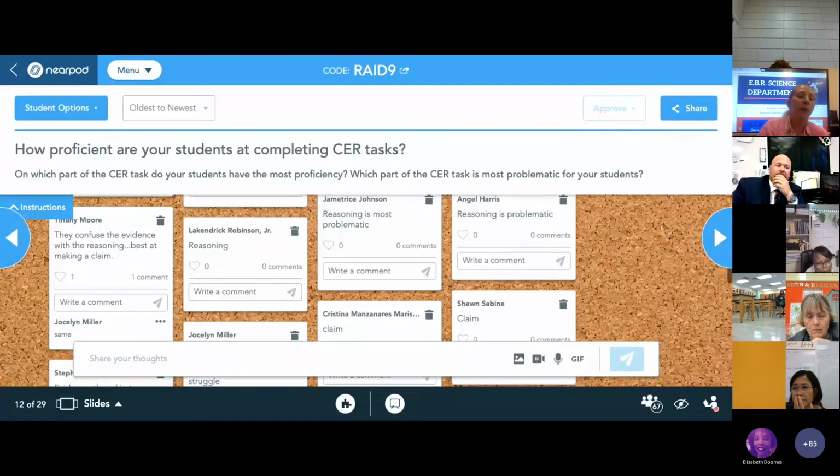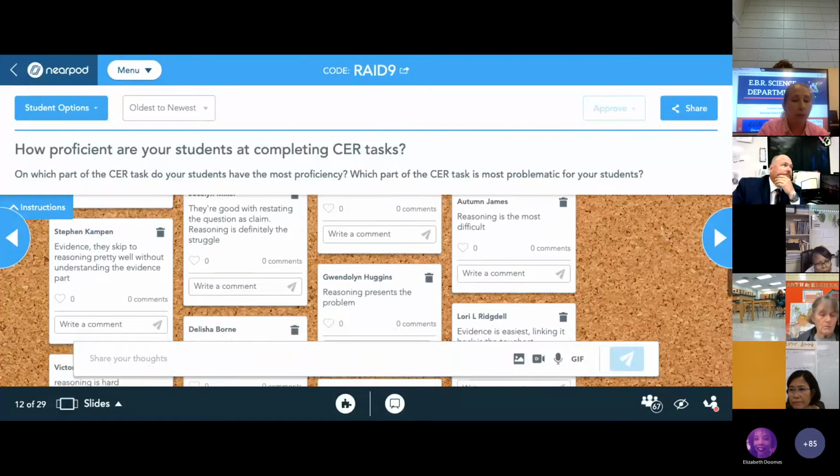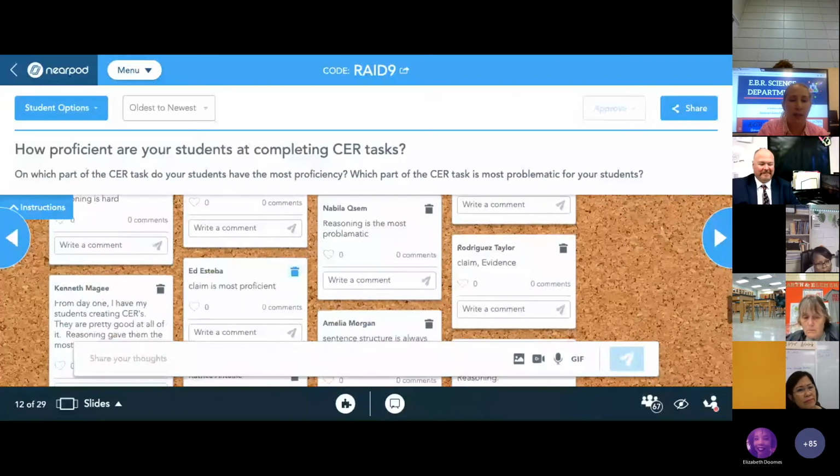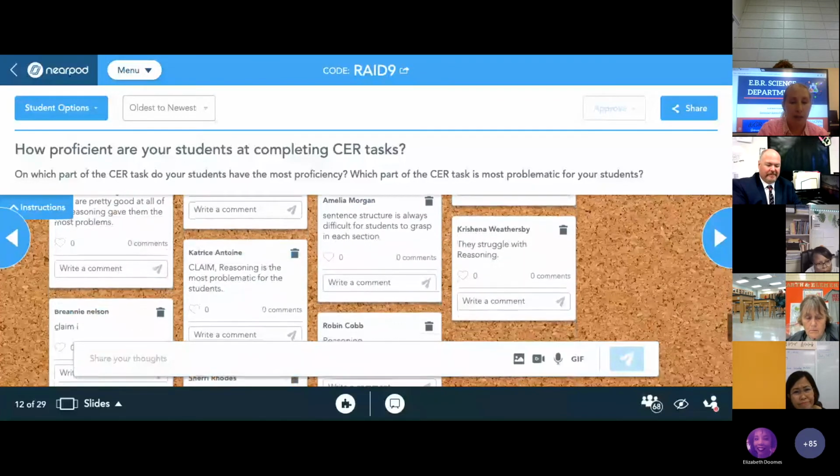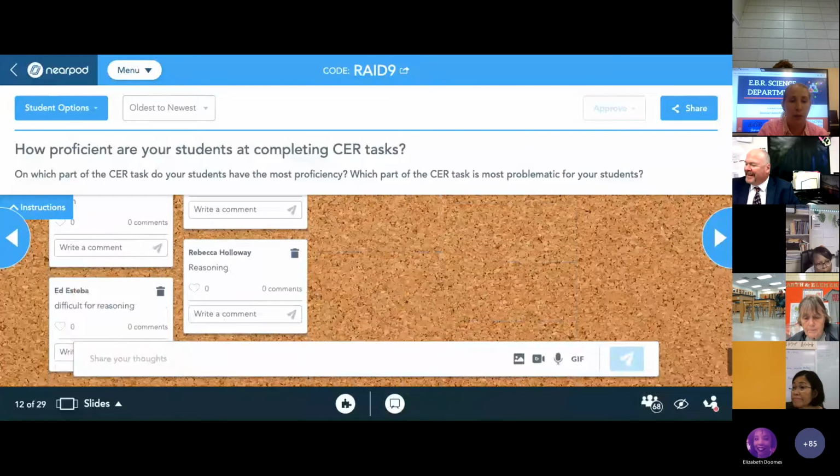They always want to put more evidence in the reasoning. And reasoning is not evidence. Reasoning is stating why your evidence supports your claim. And pretty much everybody is stating the same thing. Claim and evidence is easiest, and reasoning is most problematic.